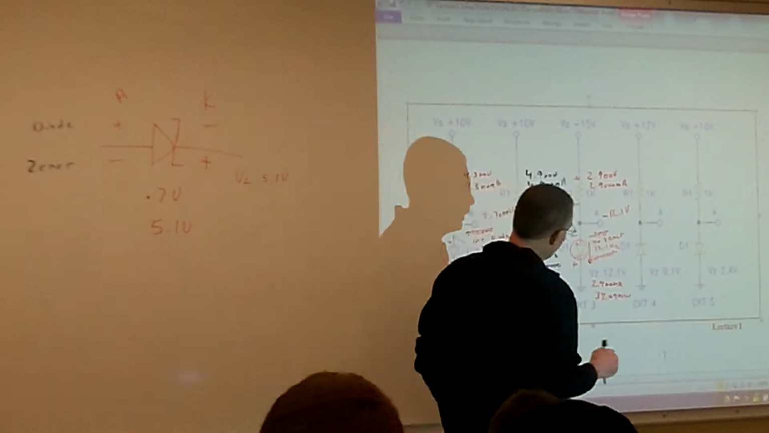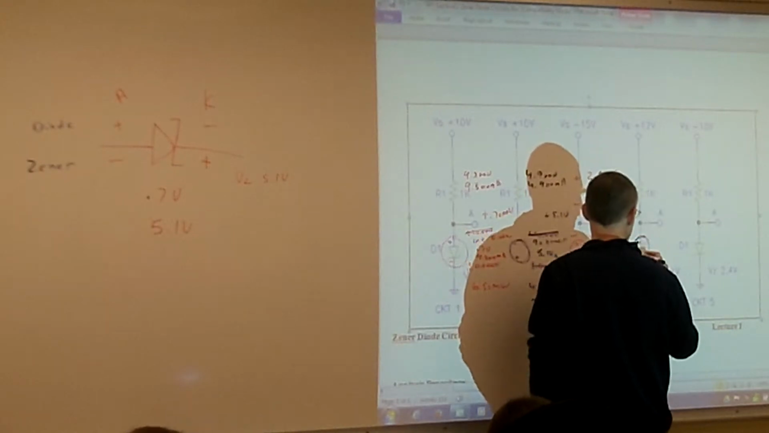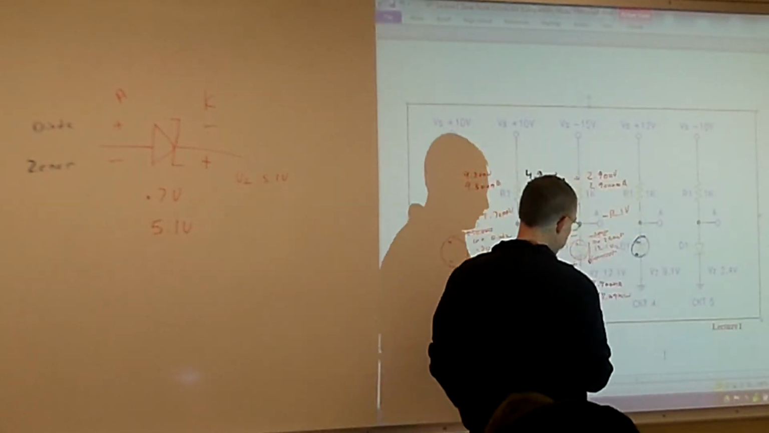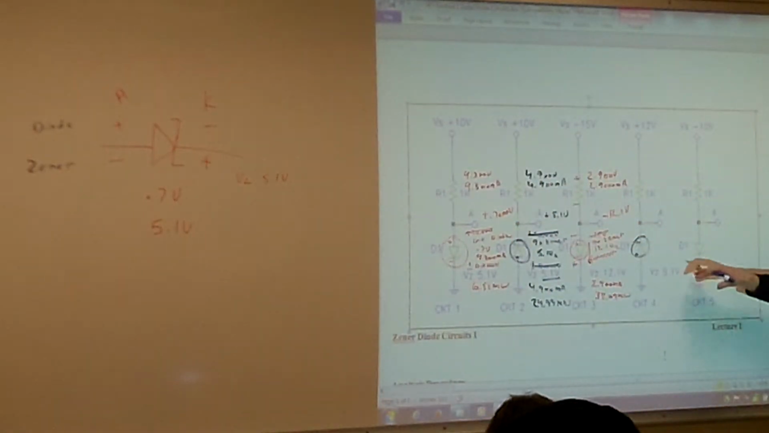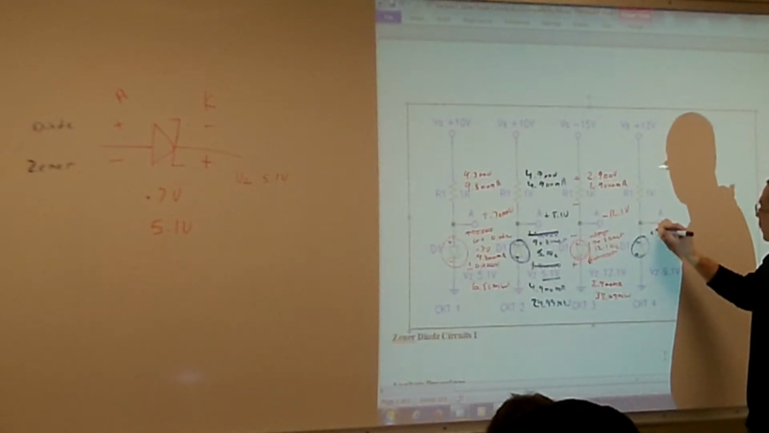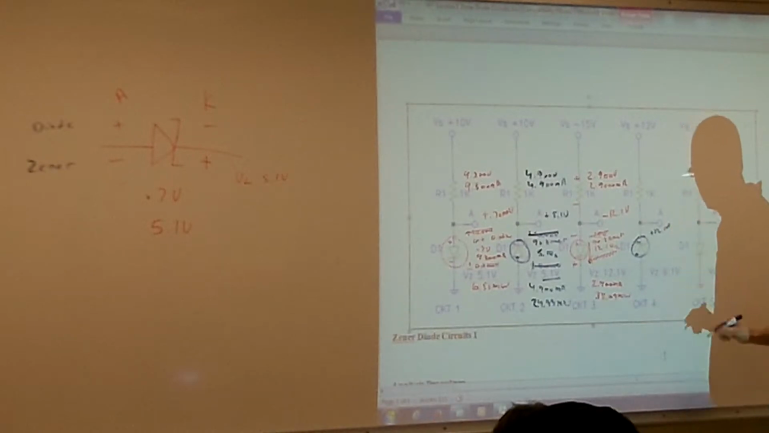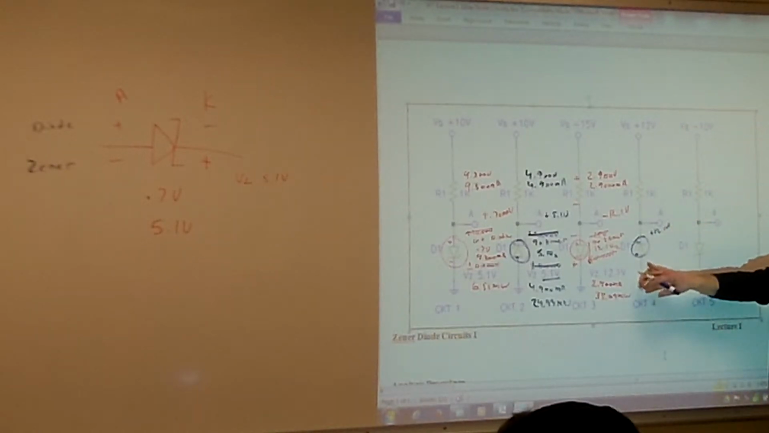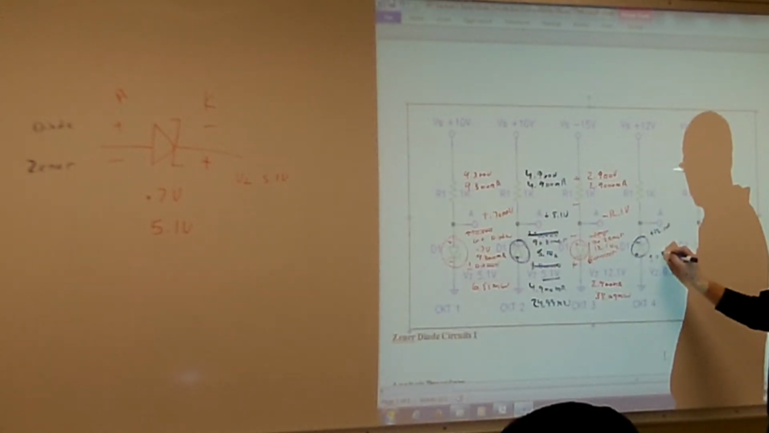And circuit number 4. Circle our active component, put the polarities inside. Determine our soft voltage. So our soft voltage on our cathode is going to be what? Plus 12 volts. And on our anode side? Plus or minus 0 volts.